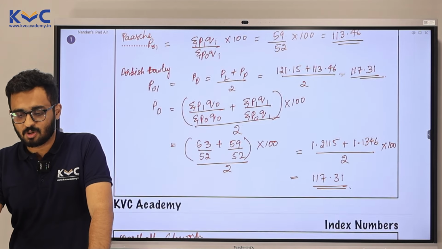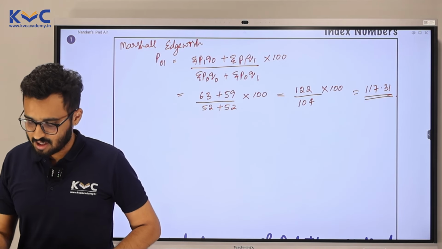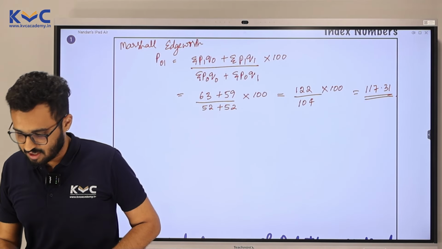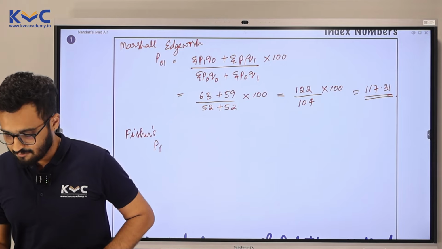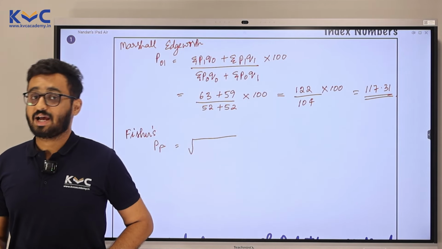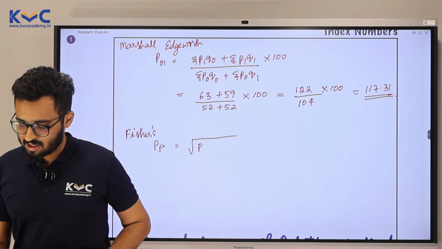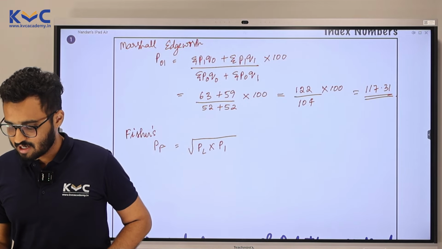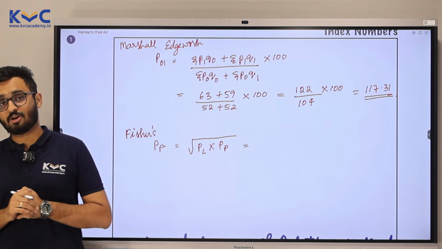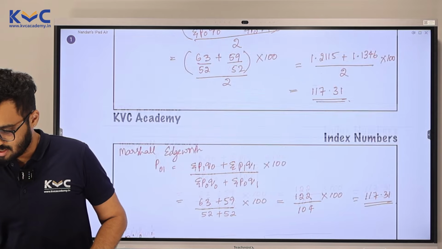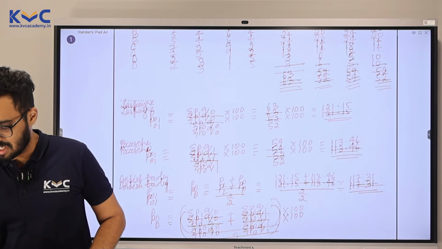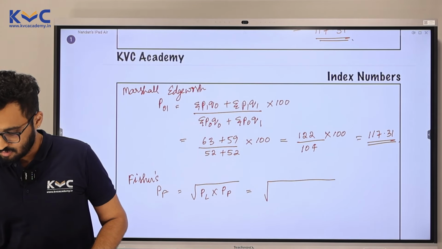So Dorbish-Bowley, Marshall Edgeworth. Now we come to the last one, which is Fisher's ideal index number. What does Fisher say? Fisher says price index number is geometric mean of Laspeyre's and Paasche. So square root of Laspeyre. What is Laspeyre's number? 121.15.